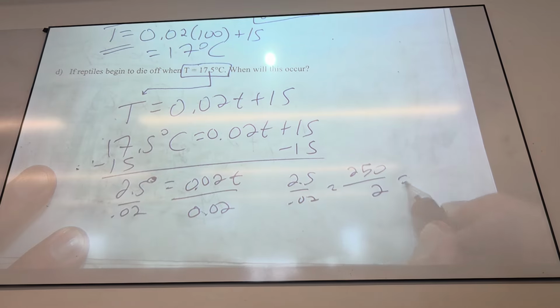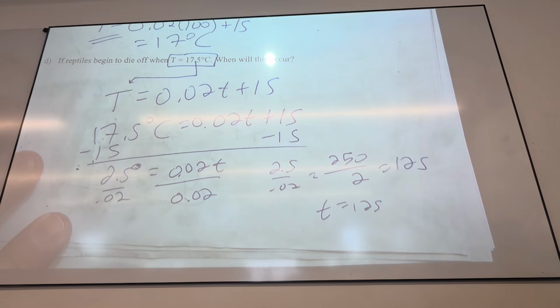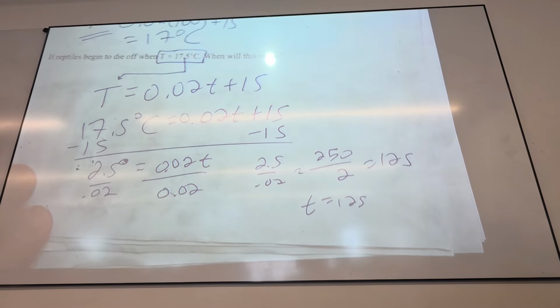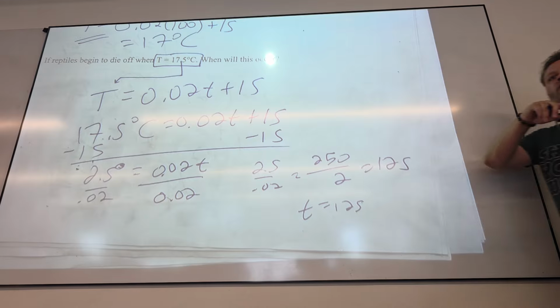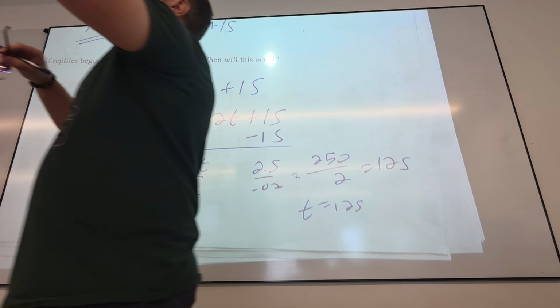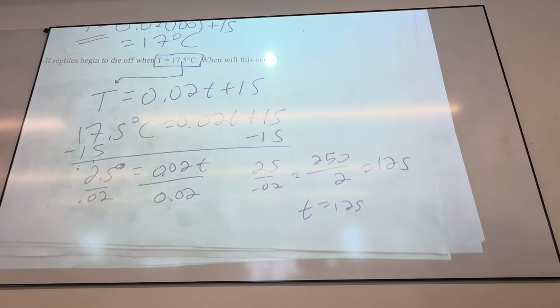What does that mean? What does t equal to 125 mean? That's the amount of years we're left. That's the years since? Oh, 1950. So what year is it? What year is it? 2075. Yes, 2075.